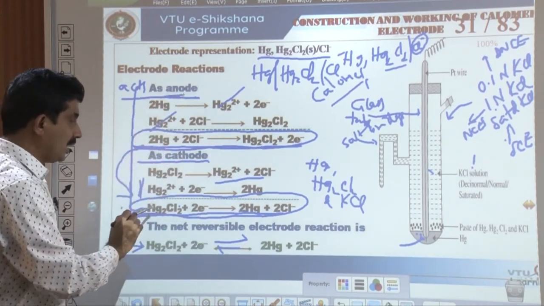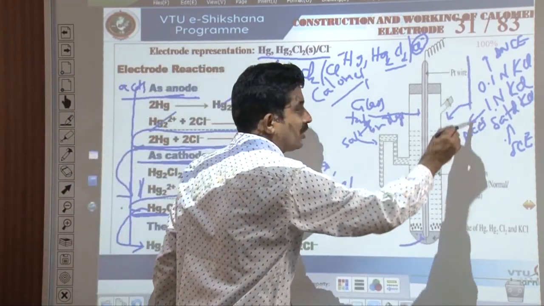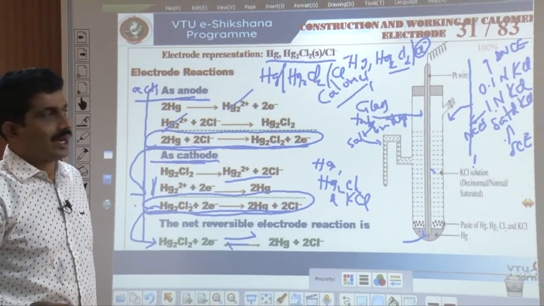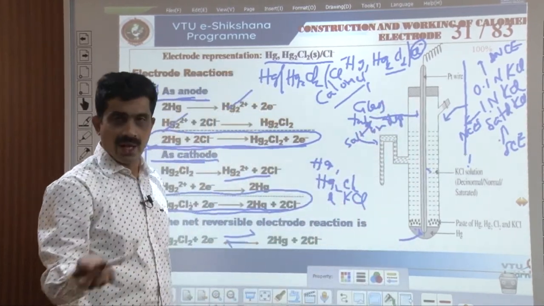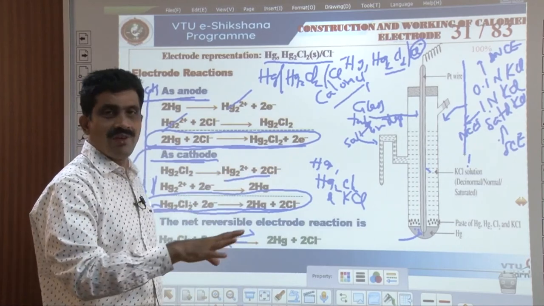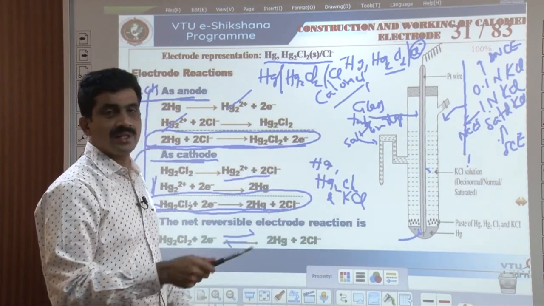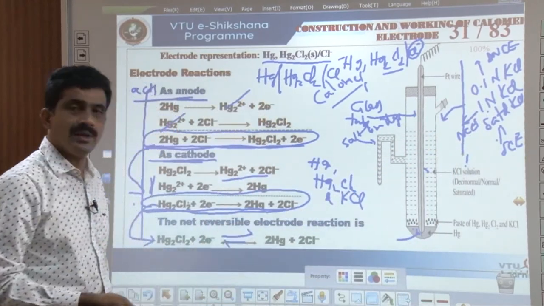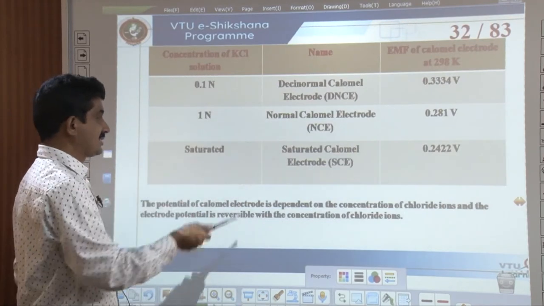either anode or cathode. So as I said in the beginning, three different concentrations of KCl can be employed, and accordingly the electrodes are named decinormal calomel electrode, normal calomel electrode and saturated calomel electrode. The potential of the calomel electrode depends on the concentration of the KCl employed. And what about those potential values? We will see the potential values in the next slide.